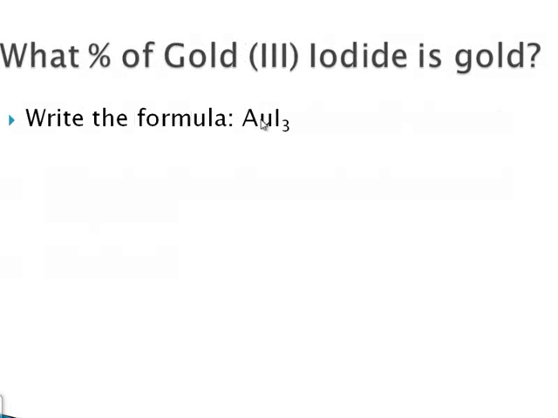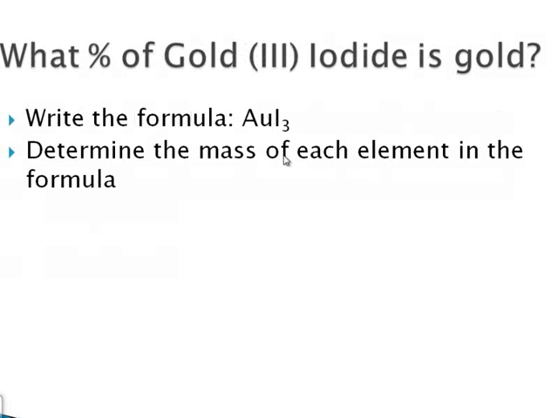Gold, 3 iodide. Iodide is -1. Gold is +3, so I need 3 iodide. That's the formula. I want to determine the mass of each element in the formula. So to do that, I've got 1 gold. Each weighs 196.97 grams per mole. Gives me that much mass attributed to the formula from gold.